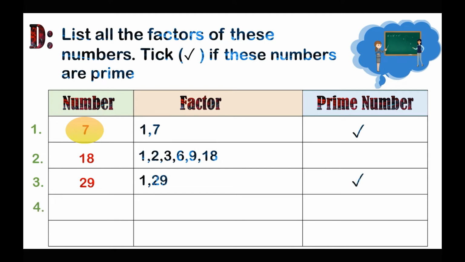18 is not a prime number. 29 is a prime number: 1 and 29. 41 is a prime number: 1 and 41. 57 is not a prime number. The factors are more than 2. Alright.